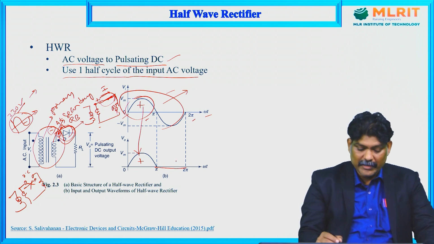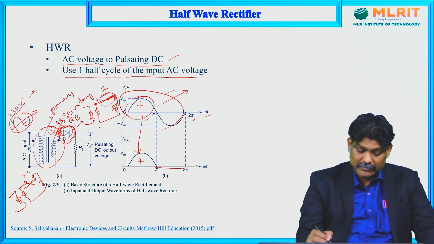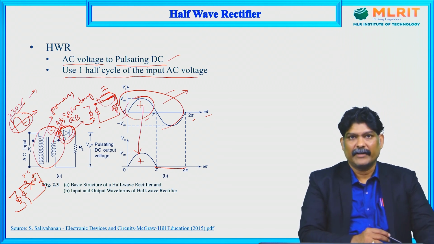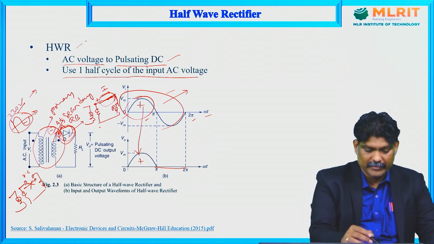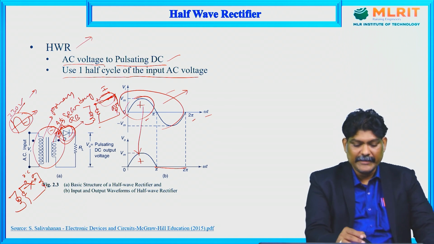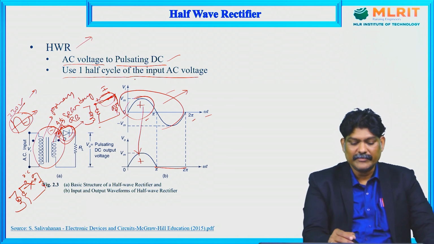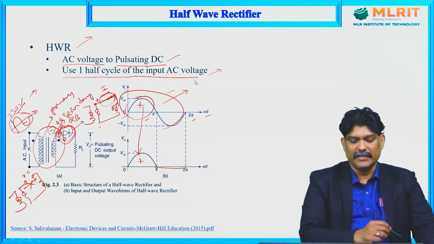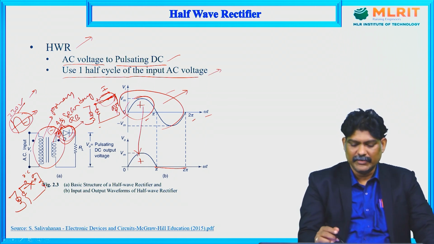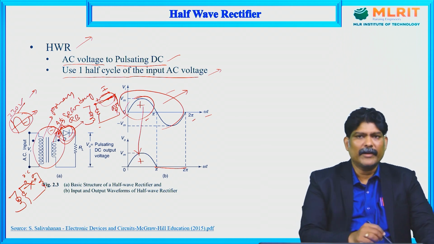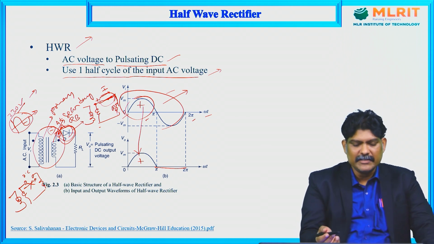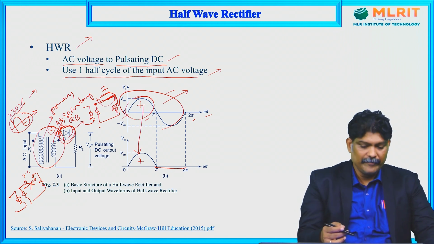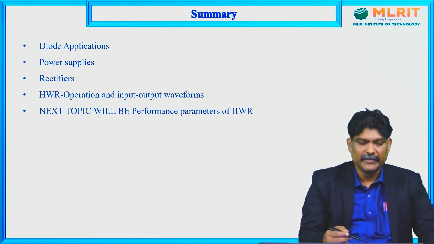So this is the way of analyzing the operation of the half wave rectifier circuit. In this, only one half cycle of the input AC voltage is utilized, and the remaining half is wasted. That is the drawback of the half wave rectifier: the efficiency is less.